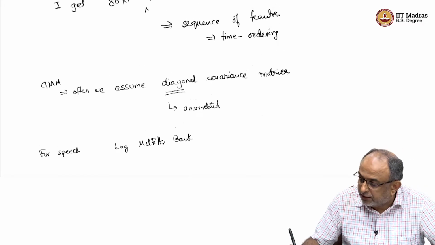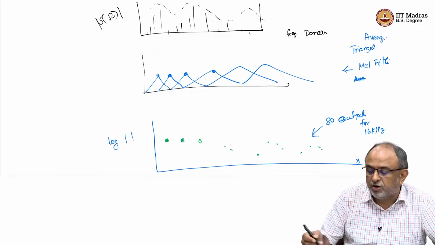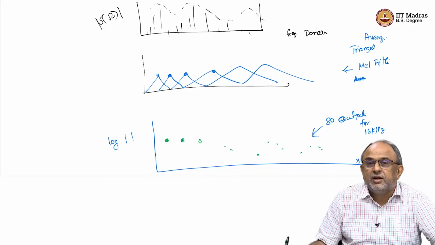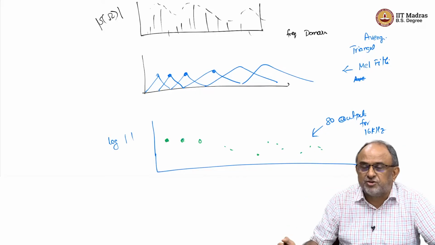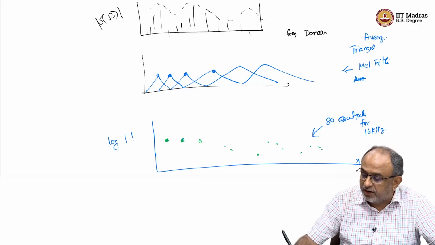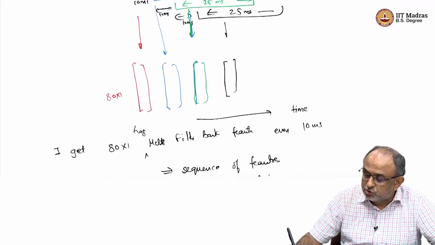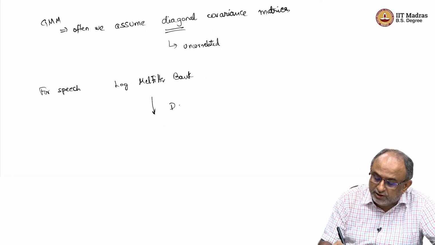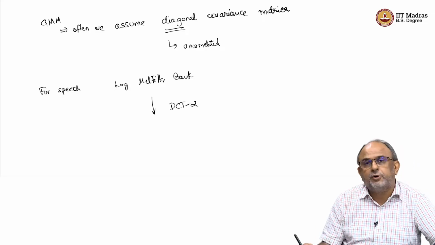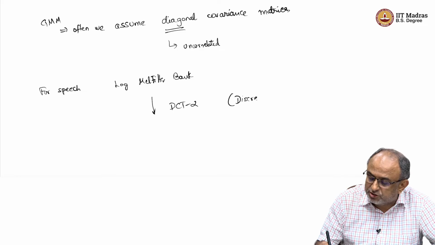which are typically correlated features. The reason they are correlated is that there is a lot of overlap between these filters, and also the frequency content changes slowly, so there is a high degree of correlation between adjacent samples. So, what we do is take the log Mel filter bank and apply something called DCT2, which is a discrete cosine transform. There are many versions of it.